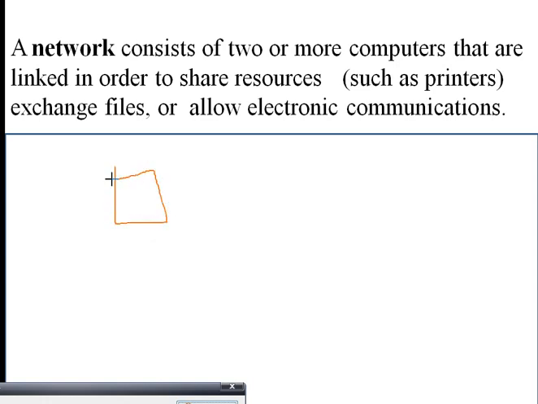Now consider this is one computer, and another one is computer B. I can call this one A. Two or more computers are connected to each other via communication media. Communication media means either wired or wireless. Wireless means Wi-Fi. Wired means Ethernet cable.